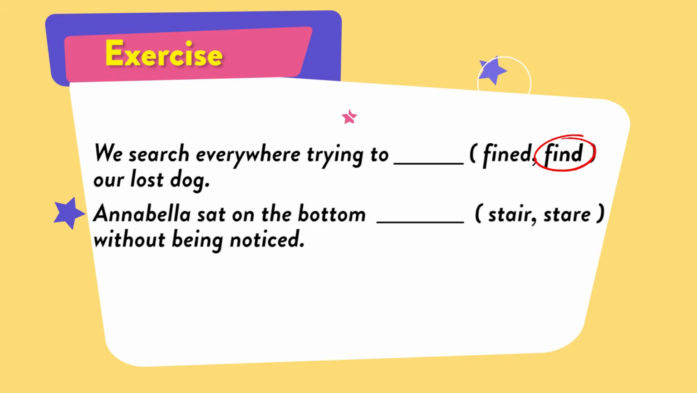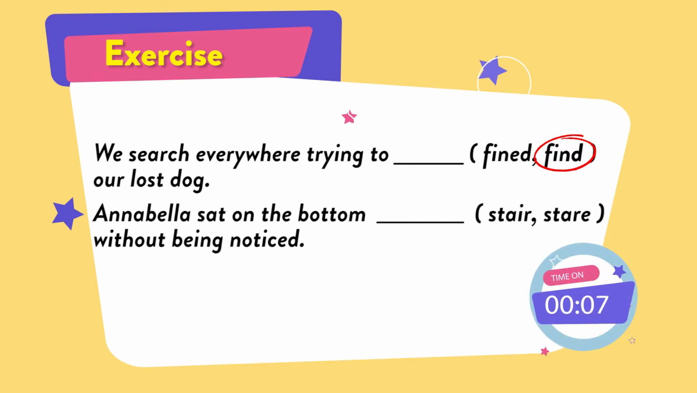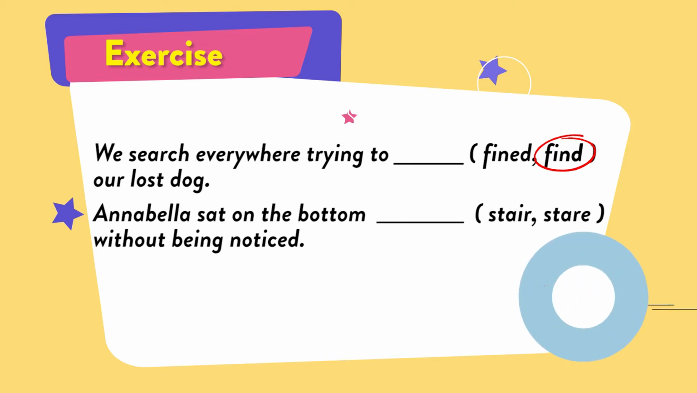Also, let's look at number 2. It states, Annabelle sat on the bottom something without being noticed. We have stair, S-T-A-I-R, or stare, S-T-A-R-E. The correct homophone for this sentence is S-T-A-I-R, which refers to a flight of steps.